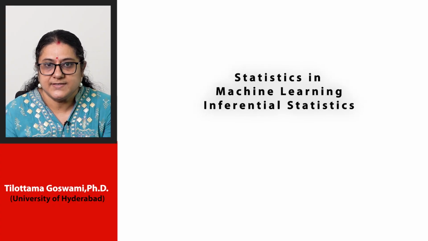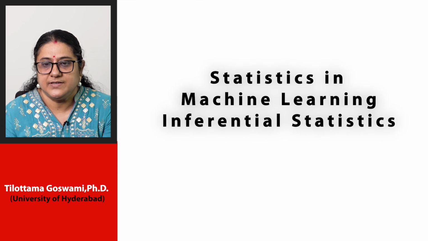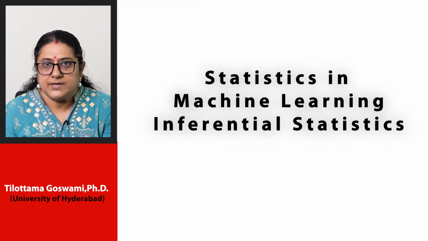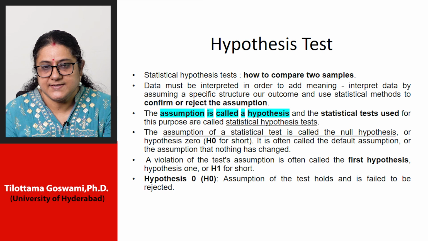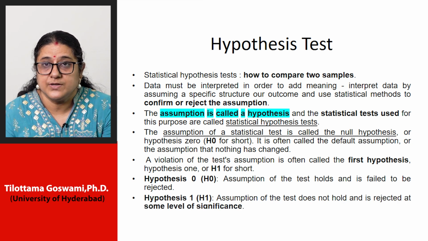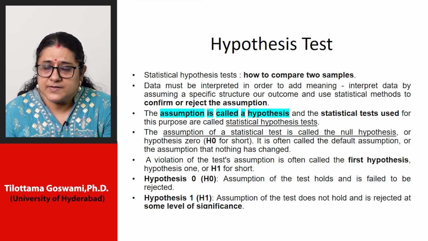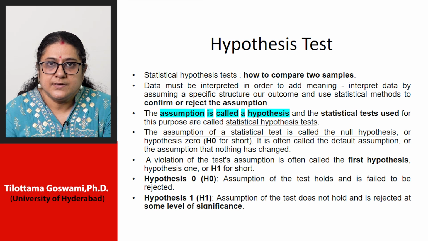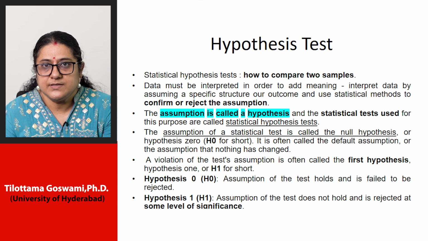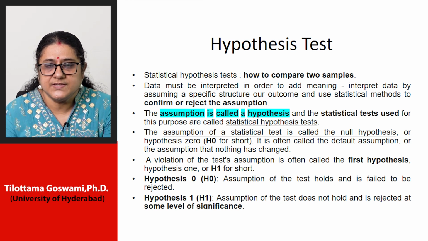In this video, we'll take part 2, statistics and machine learning, that is, inferential statistics. A very important concept is the statistical hypothesis test, how to compare two samples. We want to interpret the data assuming a specific outcome. The statistical method will tell us whether to confirm or reject the assumption. The assumption is called a hypothesis, and the statistical tests used for this purpose are called statistical hypothesis tests.